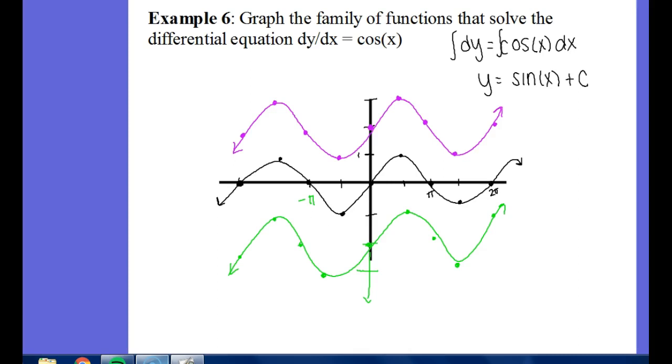So what you'll notice is the original problem was given to you as dy dx equals cosine x. I used separation of variables, took the integration of that, and got y equals the sine of x plus c. I graphed 3 potentials for sine of x plus c. A slope field essentially will give you potentials for families of functions.